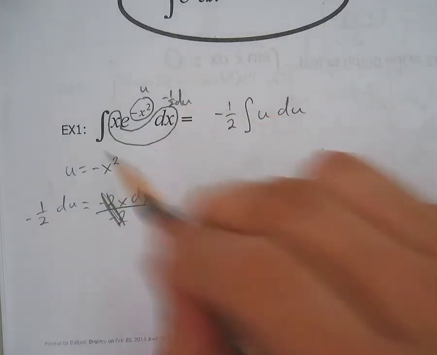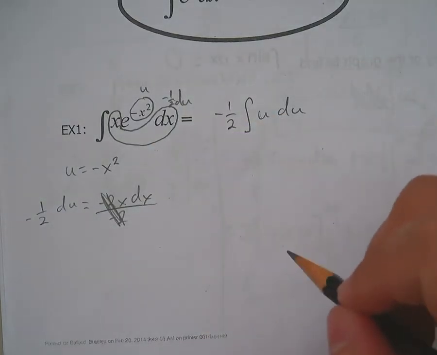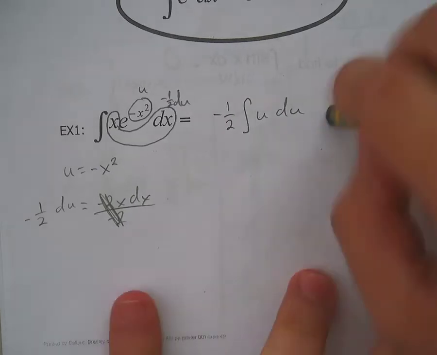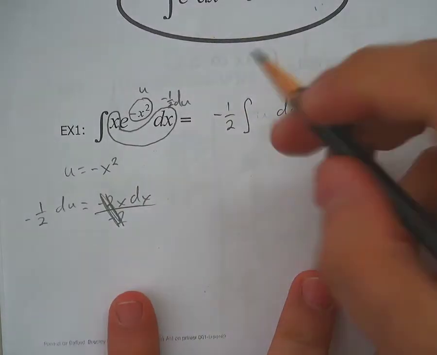See, I pulled that negative 1/2 out. Oh, wait, I'm sorry, u. Good grief. E to the u. Where's my e?